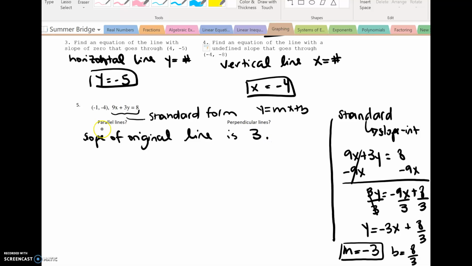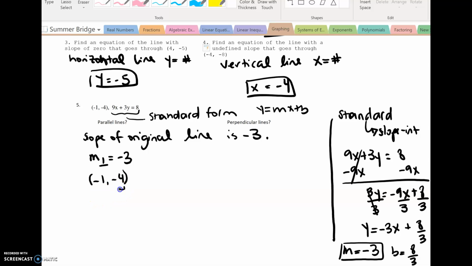Okay, which means for my two parallel lines, the slope has to be the same. So the slope of my parallel line also has to be -3. And I am given a point that it has to go through, (-1, -4). Which means I am going to use my slope-intercept form to plug in the things that I know to find what my b value is.